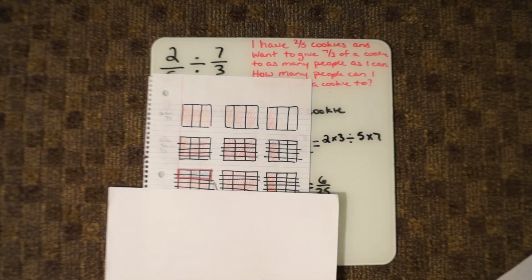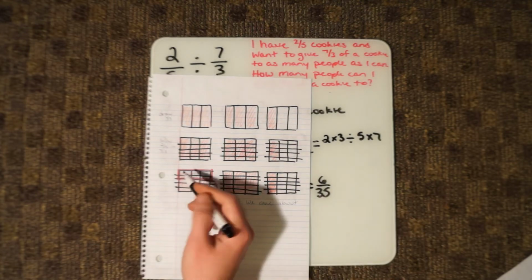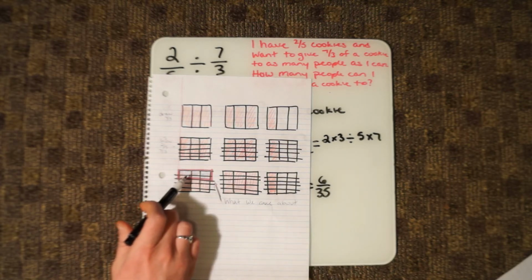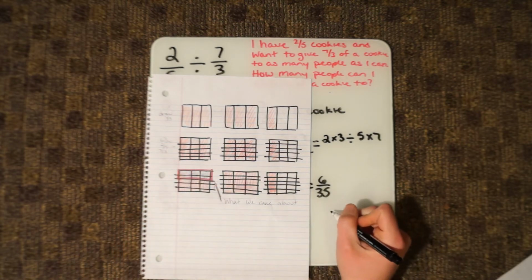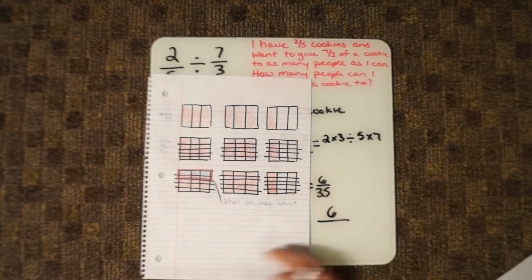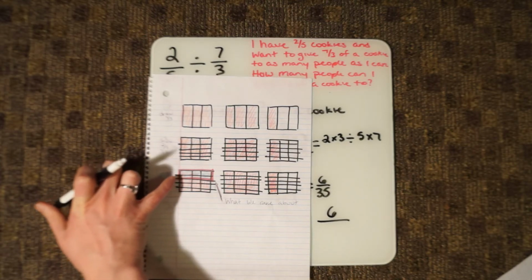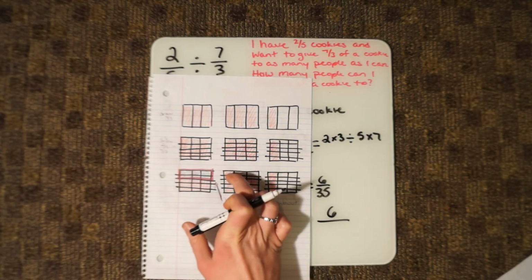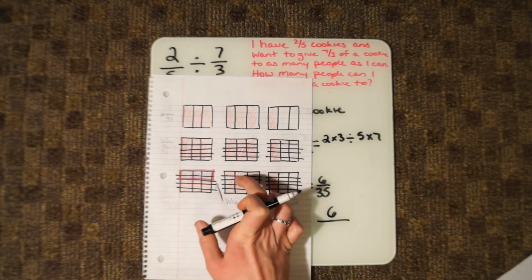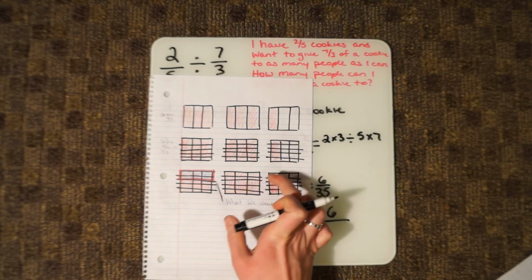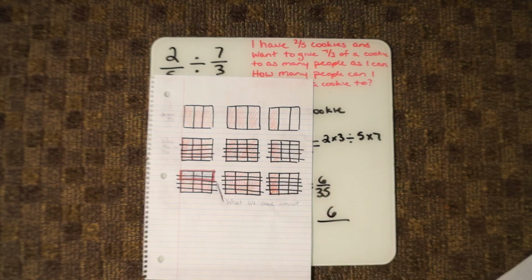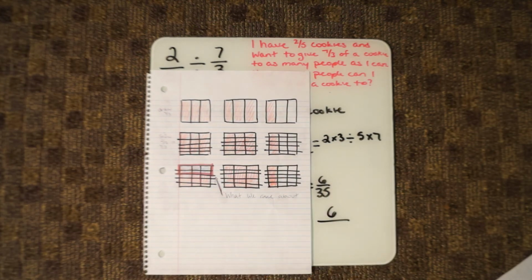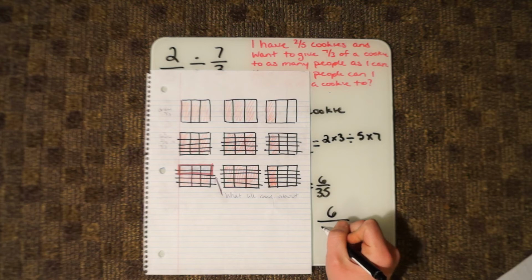Now we can count up the boxes that are shaded in both blue and red, and we have 1, 2, 3, 4, 5, 6. That number will be our numerator because that's the number of pieces of the whole that we care about. And now we can count up the total and see that we have 35 parts, and that will become our denominator.